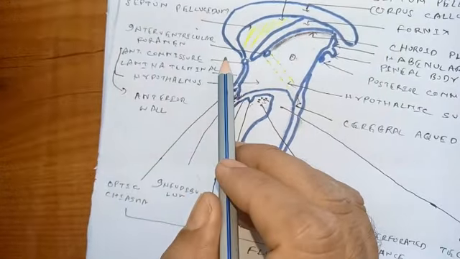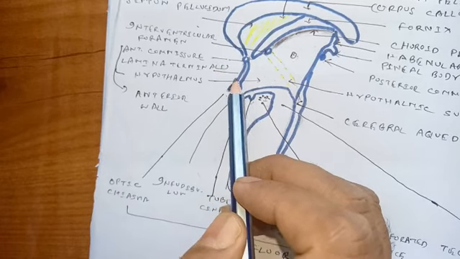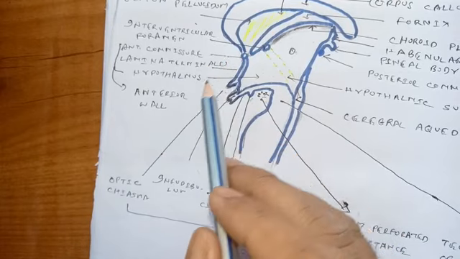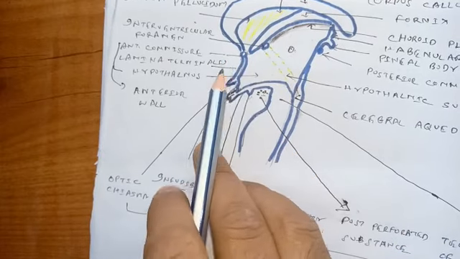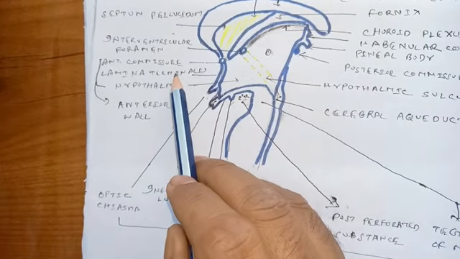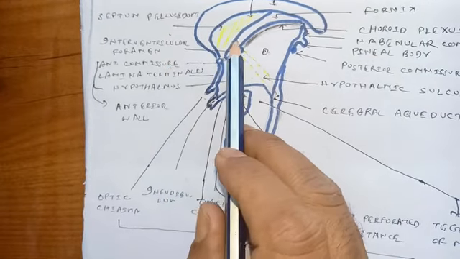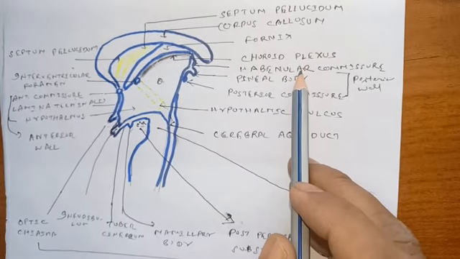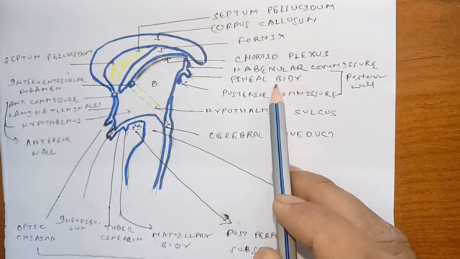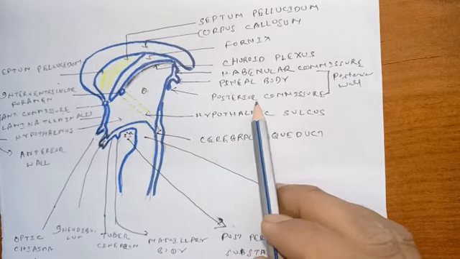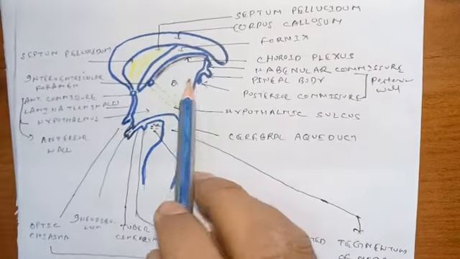In the anterior wall there is the anterior commissure, the lamina terminalis, and the anterior column of the fornix. This is the hypothalamus, this is the anterior wall. The anterior wall is formed by the lamina terminalis, the anterior commissure and the anterior column of the fornix, and the posterior wall is formed by the suprapineal recess, the habenular commissure, the pineal recess in the stalk of the pineal body, and the posterior commissure. This is the posterior commissure, this is the anterior wall, and this is the posterior wall.